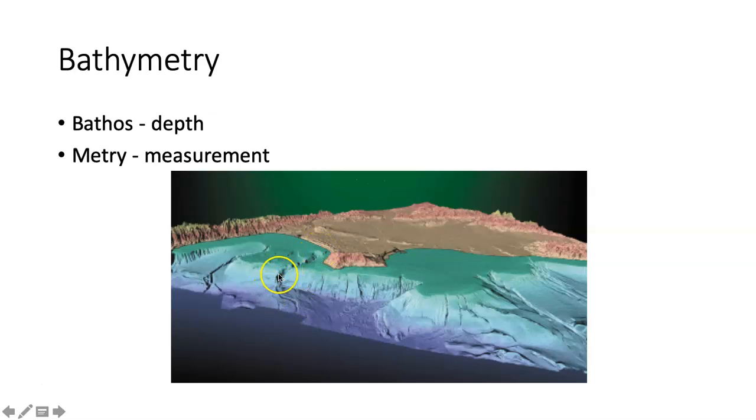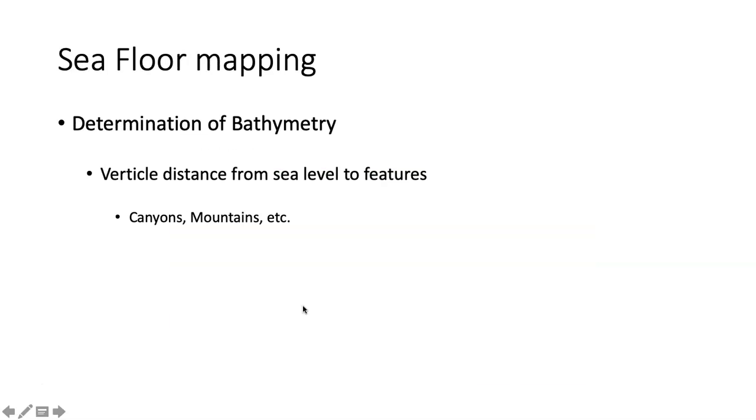Notice this deep canyon here. It's called the Redondo Canyon. It's an underwater canyon. Seafloor mapping helps us determine bathymetry, how deep things are below the sea surface. Where are the canyons? Where are the mountains?